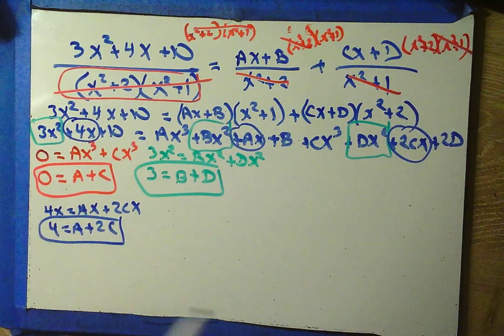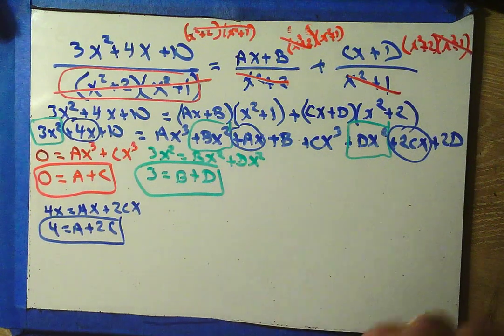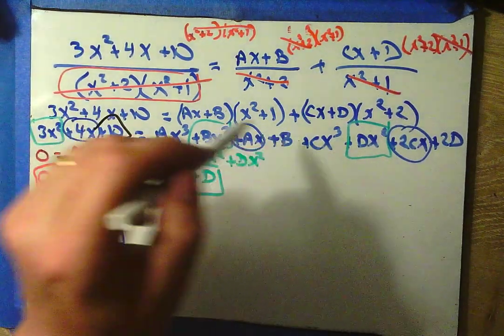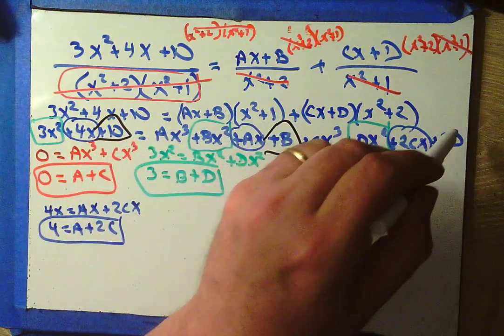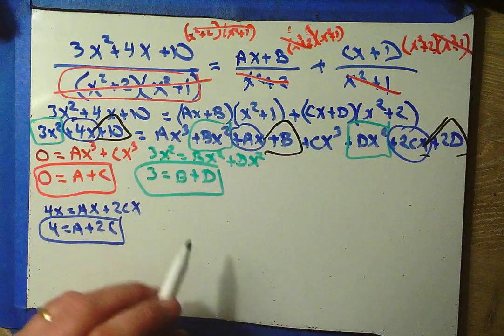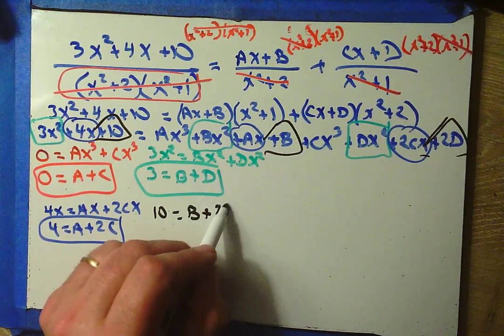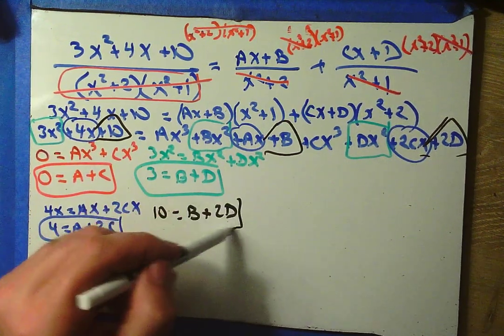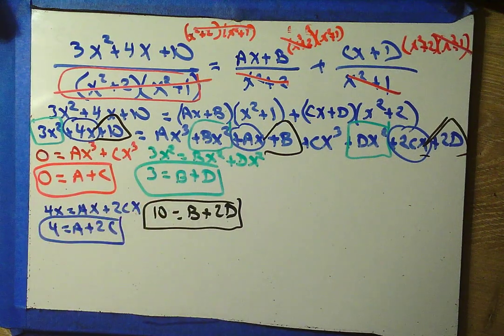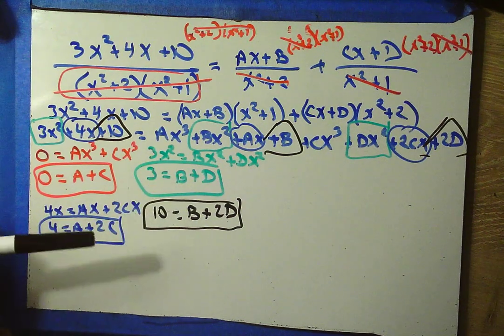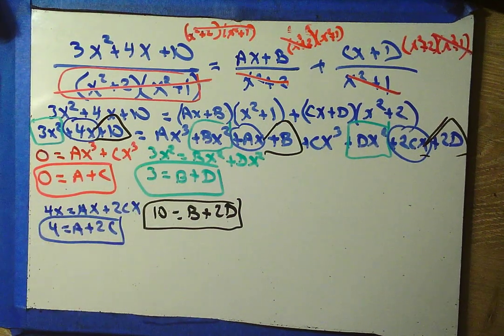Okay. And finally, this stuff that doesn't have any x's at all. That, and that, and that. And we could say that 10 equals b plus 2d. All right, well, this isn't as bad as I feared, because look, we've got two equations that just have a and c, and two equations that just have b and d. So we can solve these with elimination.